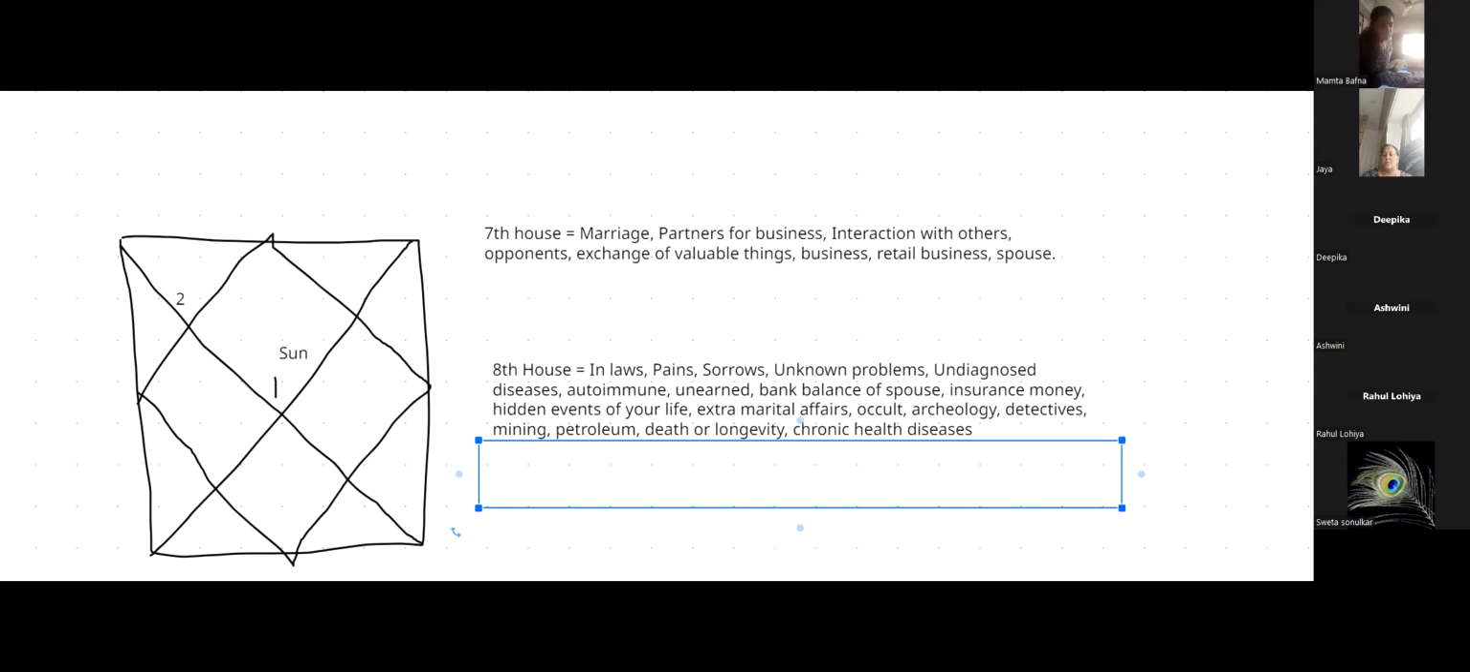9th house is also about your father, because your father is also a guru, right? Like the mother is the first teacher, father is the first guru. Why we say father is a guru? Because it's higher education, we consider gurus. At home, we have mother who's a teacher. So father. Everything and anything to do with your father is also part of 9th house. Okay.